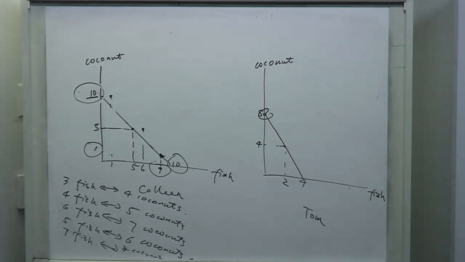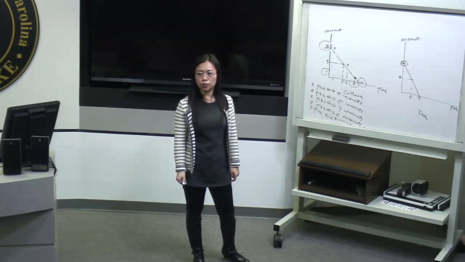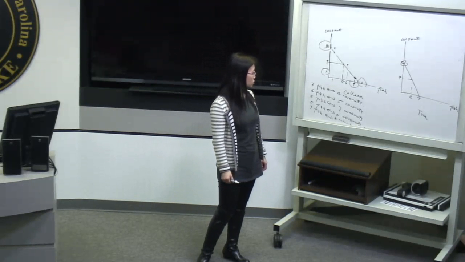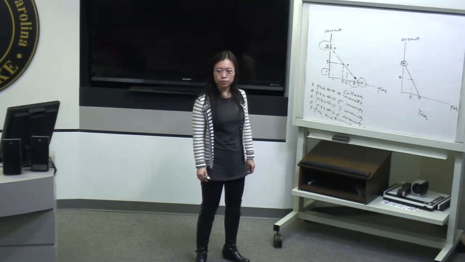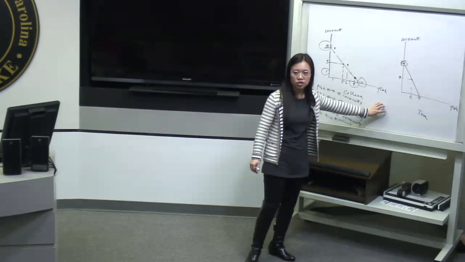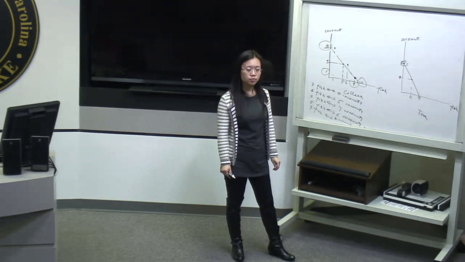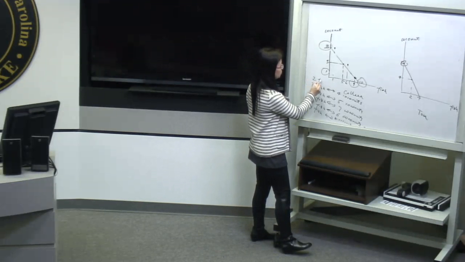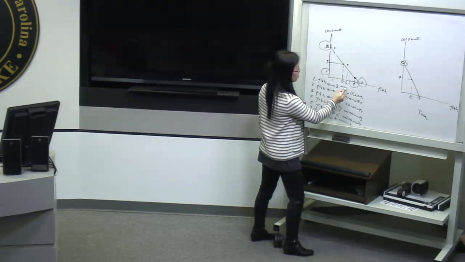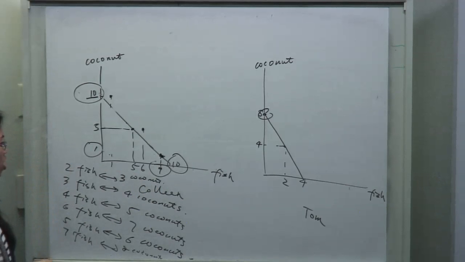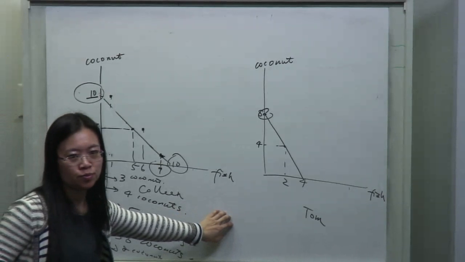What else? There are more. 1 fish for 2 coconut. 9 fish for how many coconut? No, that wouldn't work, right? There are more. So 2 for 3? Oh, 1 fish for 2 coconuts. Okay, somebody said 1 fish for 2 coconut. Would that work? No, right? That's right. Okay, what else?